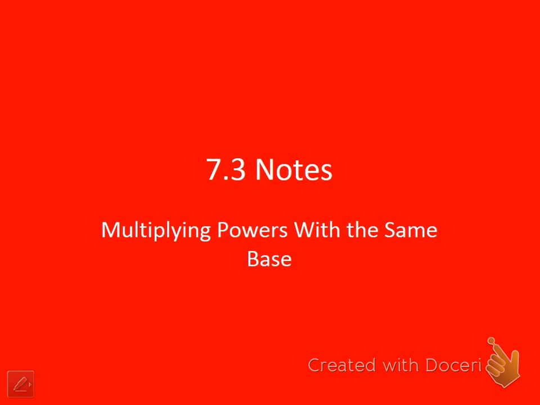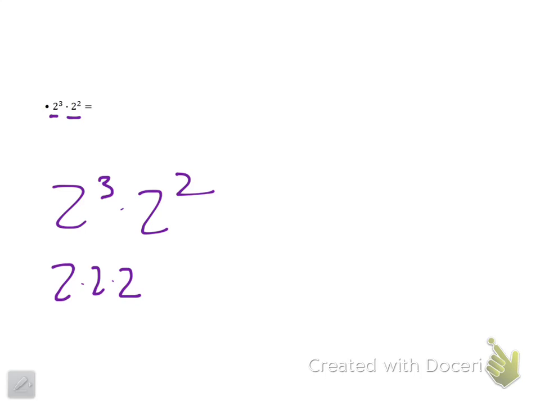7.3, multiplying powers with the same base. When I'm talking about the same base, that means these 2's are the same here. So I'm going to write this problem a little bigger. If I wanted to write this out the long way, it'd be 2 times 2 times 2 for that first one here, and then 2 times 2.